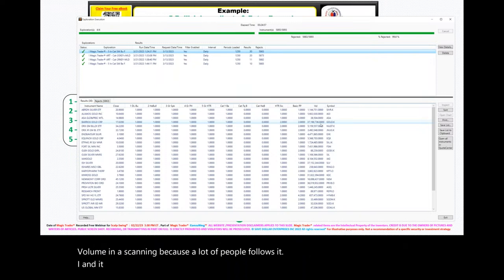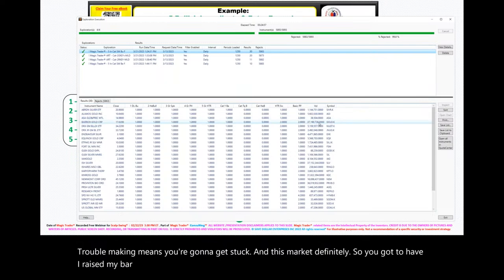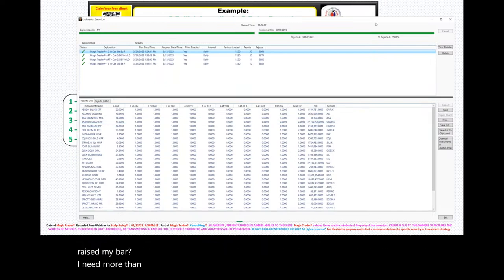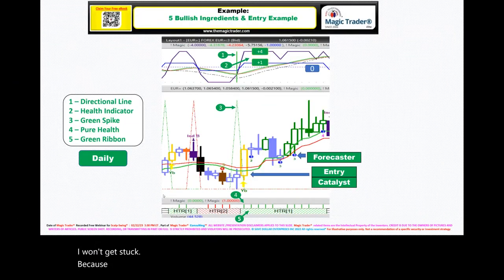And it is true, anything less than 500,000 shares a day is troublemaking. Troublemaking means you're going to get stuck in this market, definitely. So I raise my bar. I need more than 1 million shares traded. Otherwise, I don't want to do it. I don't want to get stuck, because liquidity is the king.